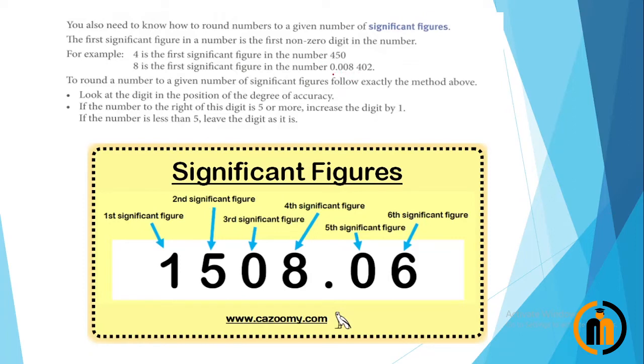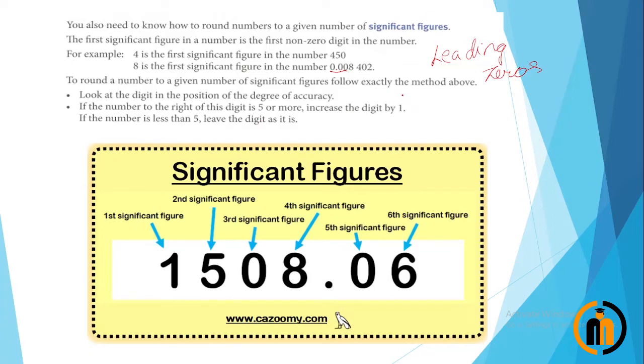0.008402. If you look here, the zeros before the number 8 are called leading zeros, which means any zeros before a non-zero number do not have any value. If a zero comes between two non-zero digits, that zero is considered a significant digit. To round a number to a given number of significant figures, we follow exactly the method above. Look at the digit in the position of the degree of accuracy. If the digit to the right is 5 or more, increase the digit by 1. If it is less than 5, leave the digit as it is.